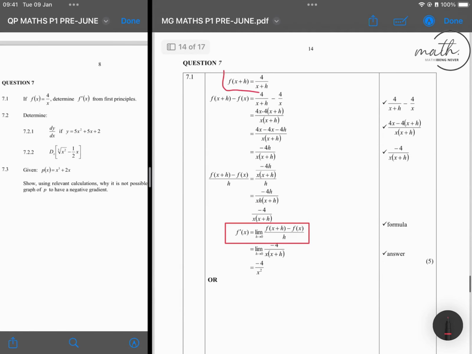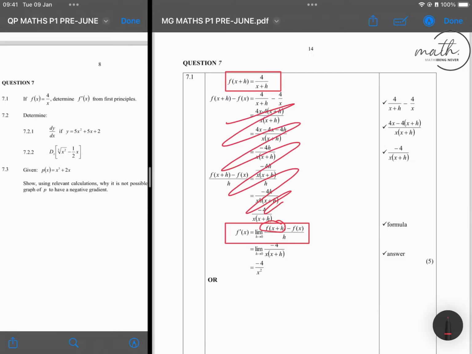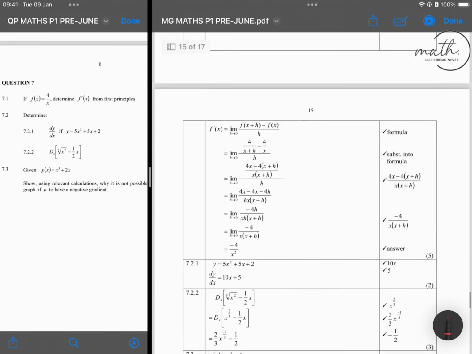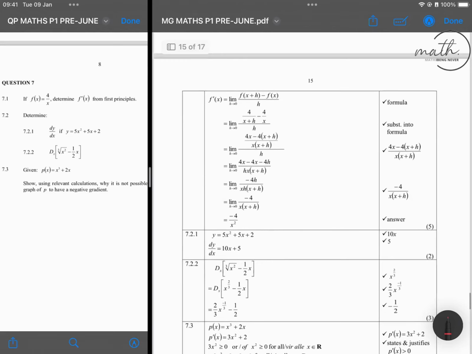But first, you have to find x plus h, then you plug it in there. I'm going to use the second solution. You start it like that, then you plug in there. When you plug it in, you're going to have this. So your f of x plus h is there, f of x is there.